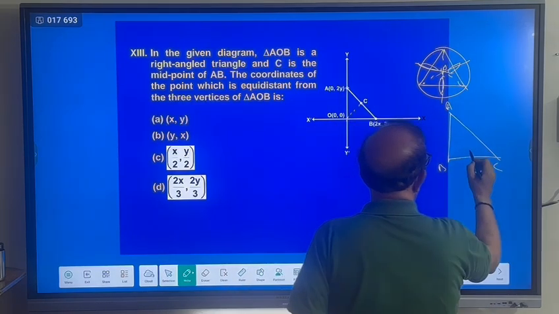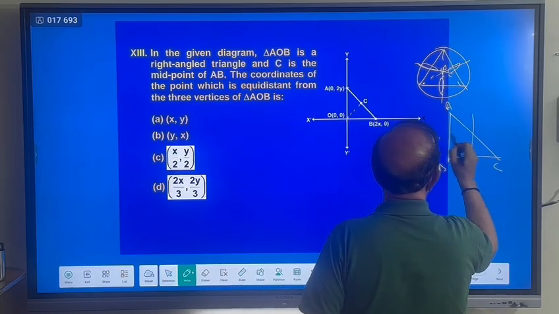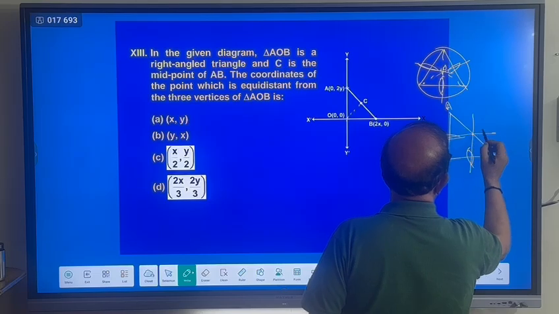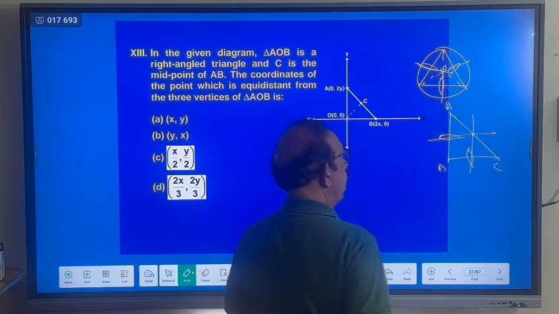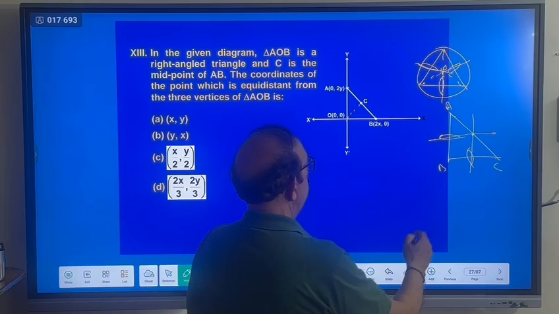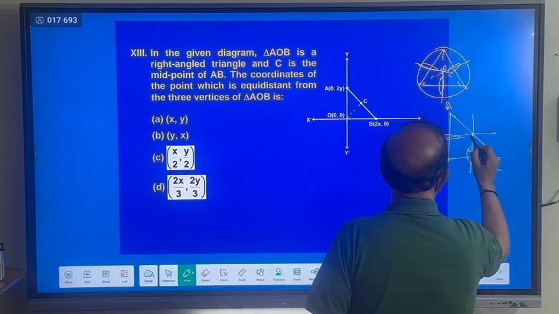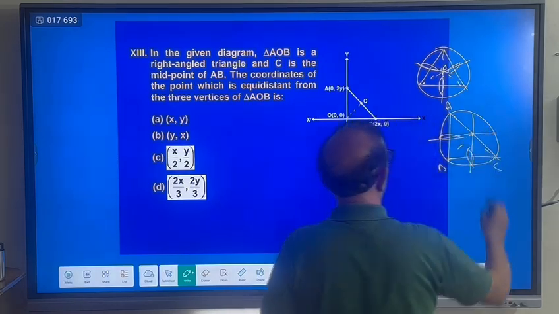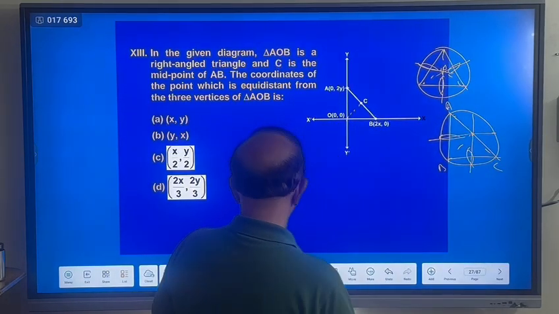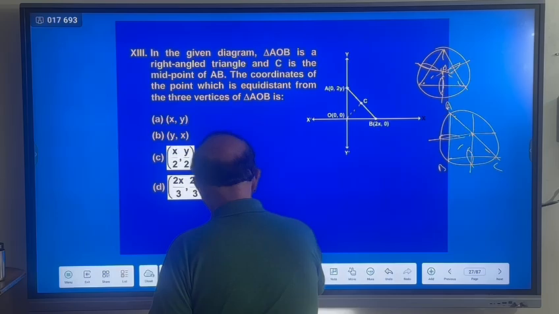We draw the perpendicular bisectors. We draw the perpendicular bisector. We'll get the point on the hypotenuse, in the midpoint of the hypotenuse. This you know. It means this is equidistant from these three vertices, which becomes a circumcircle. So keep it in mind.